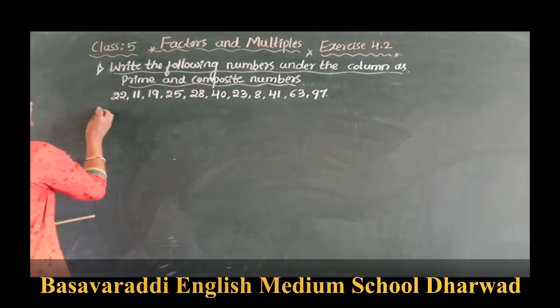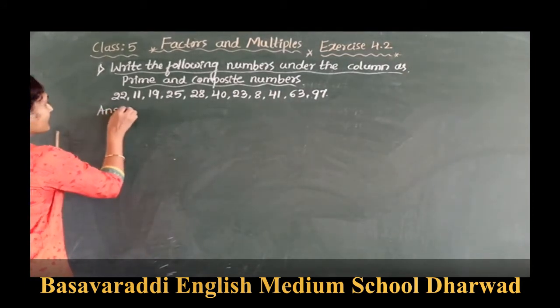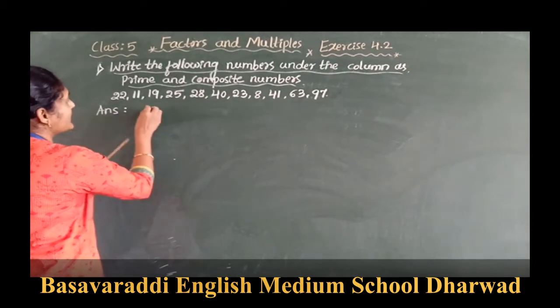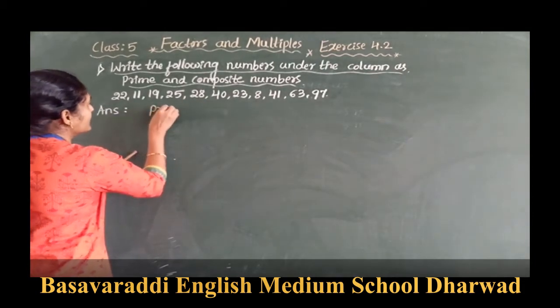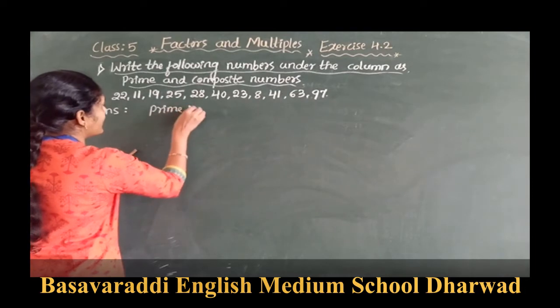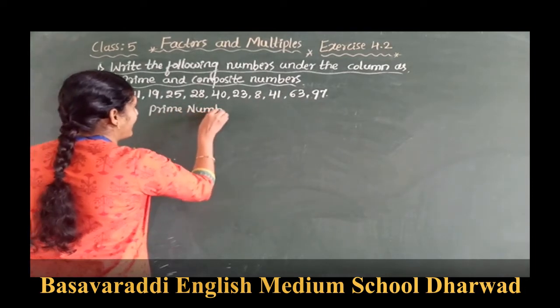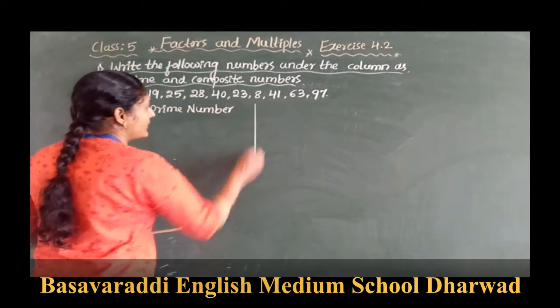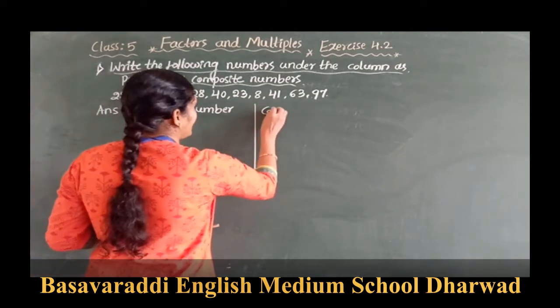Let's write the answer. Write the two columns there. One is prime number and the second one is composite number.